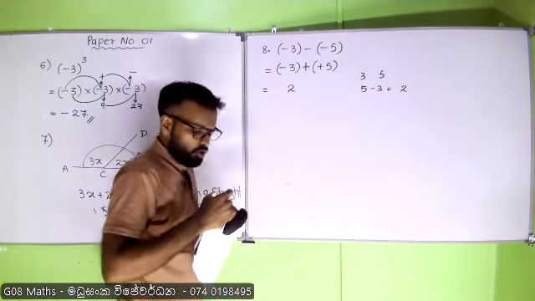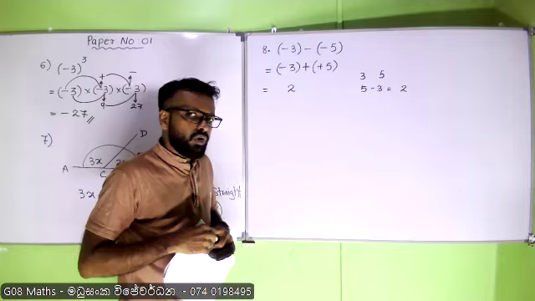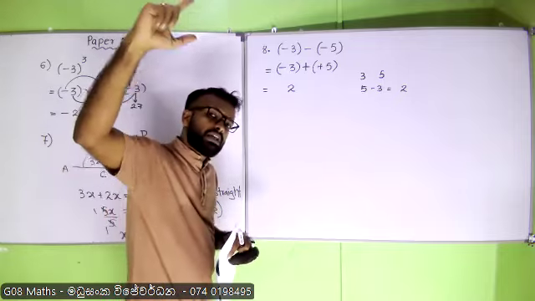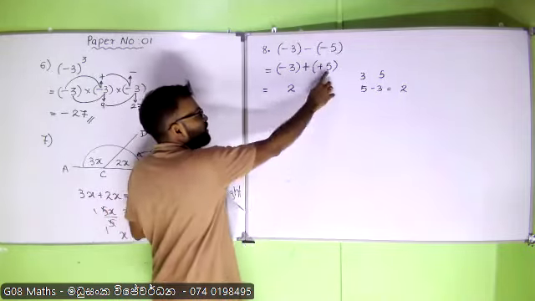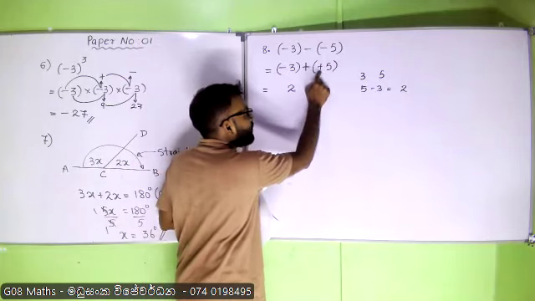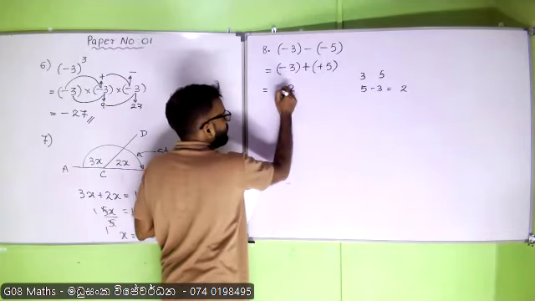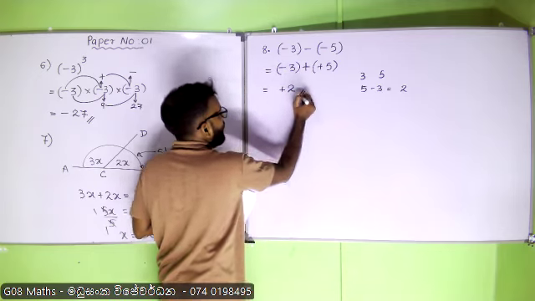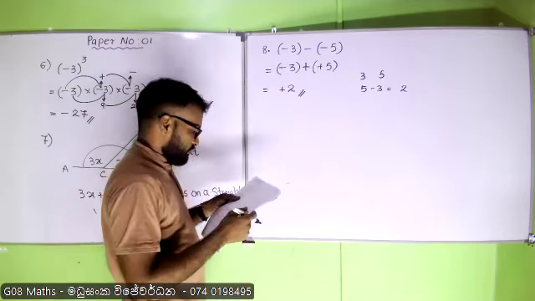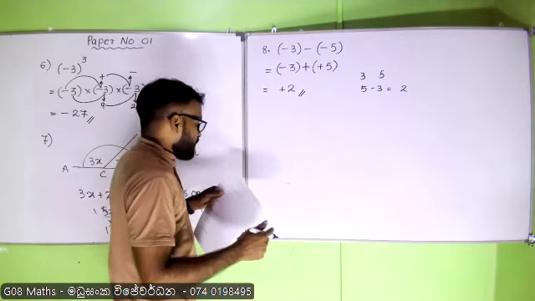And how are you going to decide the sign of 2? By looking at the biggest number's sign, the big brother's sign. Who is the big brother? 5. Sign positive. So your answer is positive. That is number 8. Right. 9.